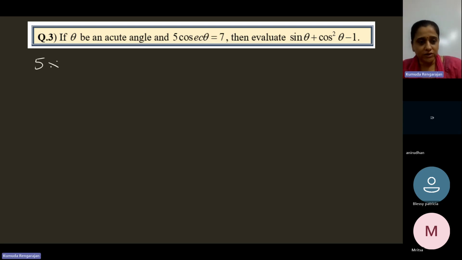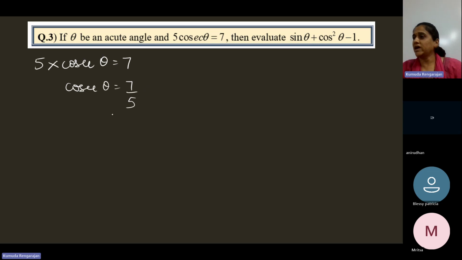So 5 into cosecant theta is equal to 7. That's the meaning. 5 into cosecant theta is equal to 7. So cosecant theta is equal to 7 by 5. So what do we have? We have the value of one trigonometric ratio.